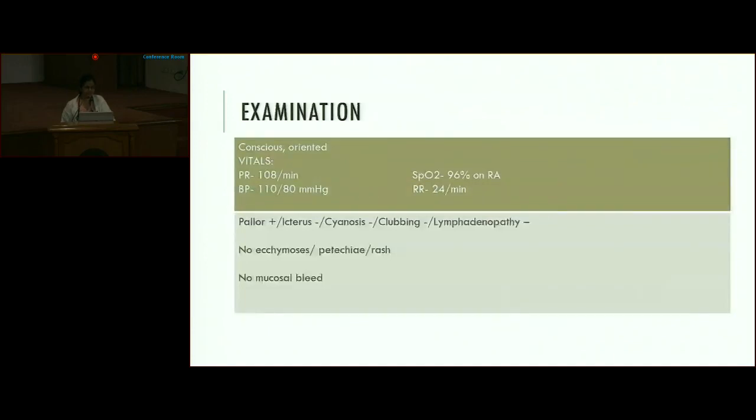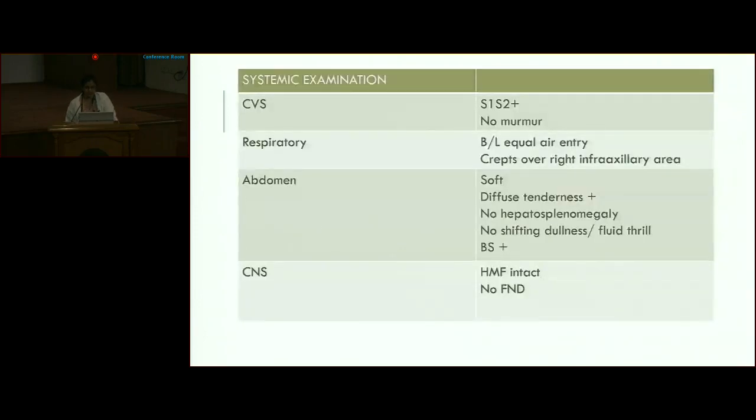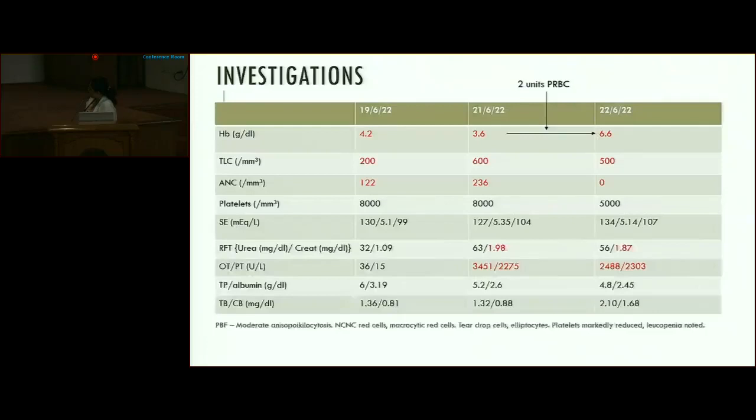Examination was remarkable for tachycardia of 108 per minute and tachypnea. Severe pallor was present. However, there were no signs of any bleed. Systemic examination showed crepts over right infra-axillary area and diffuse abdominal tenderness. So during her short stay at PGI, she had severe anemia with a baseline HB of 4.2, which increased to 6.6 with 2 units PRBC.